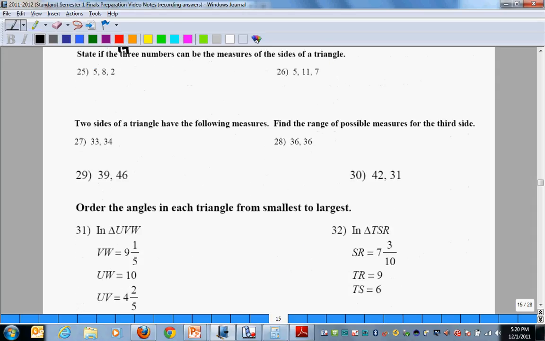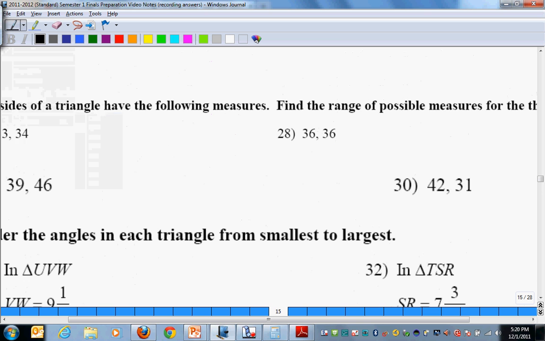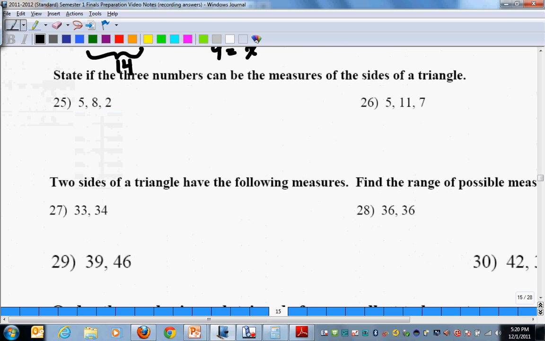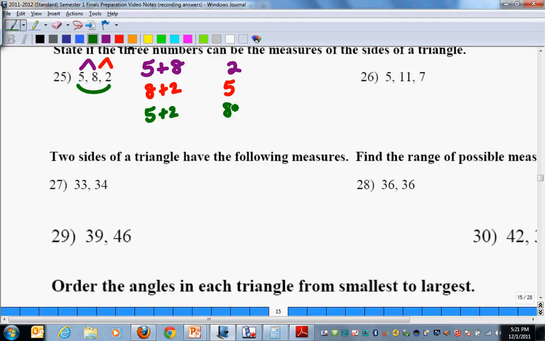Number 25. State if the three numbers can be the measured size of a triangle. The way you test for that is what I call eyebrow, eyebrow, smiley. You add and you compare it to the third. So 5 plus 8 compared to 2. Eyebrow. 8 plus 2 compared to 5. And smiley. 5 plus 2 compared to 8.